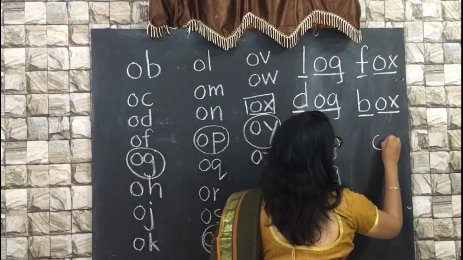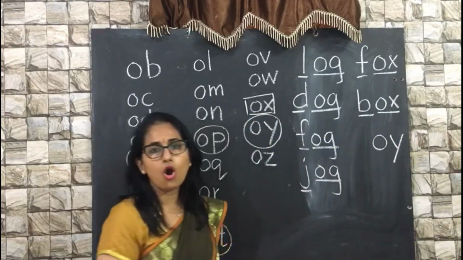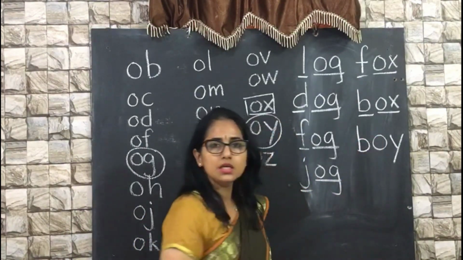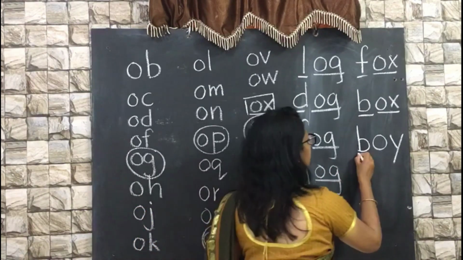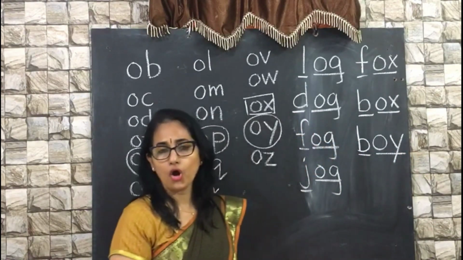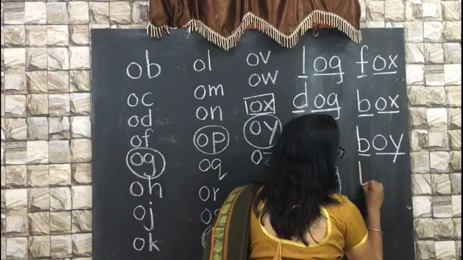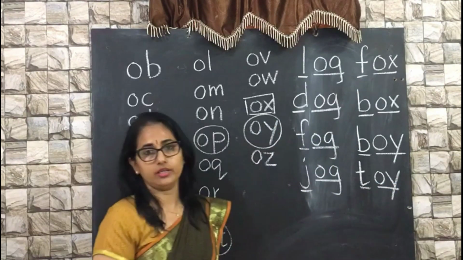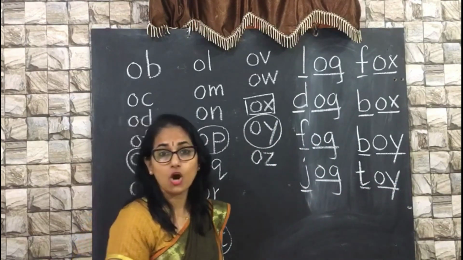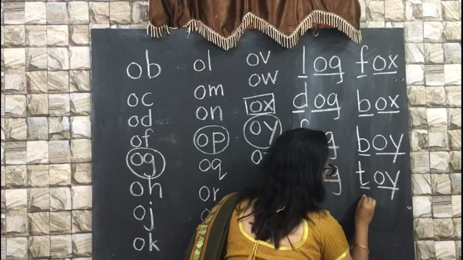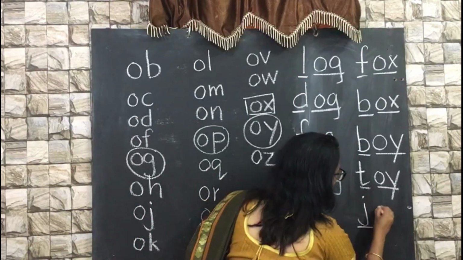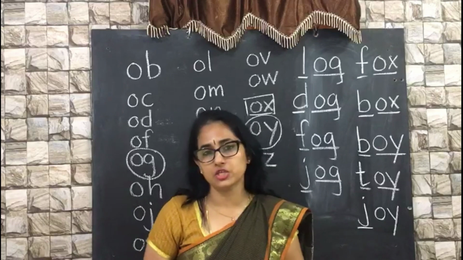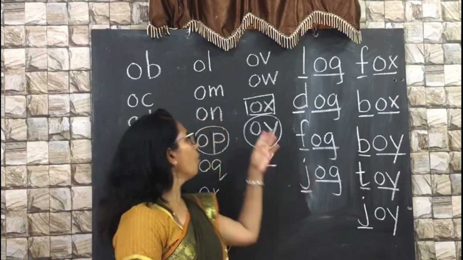And let me show you now oy words. O and y together, oy. Now join a consonant. It's b. B, oy, boy. Right? T. Join it together. T, oy, toy. Next one is adding j. Oy, joy.